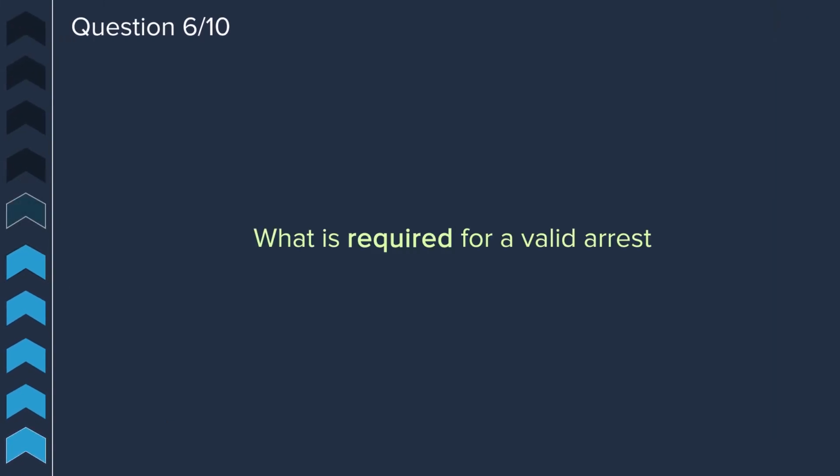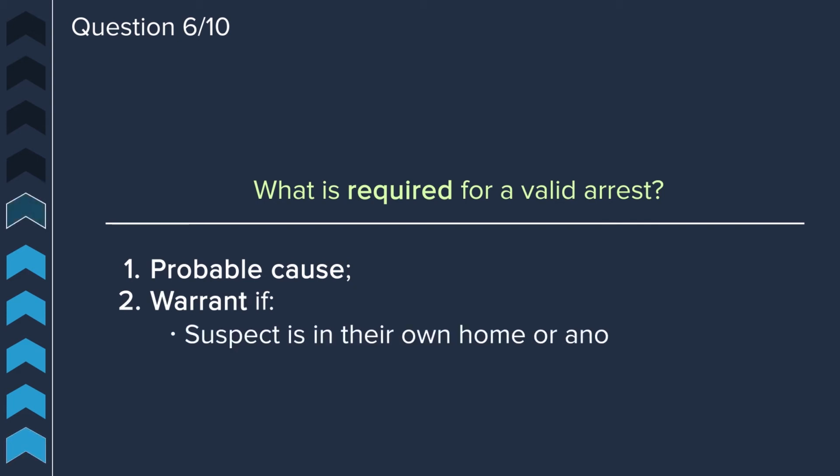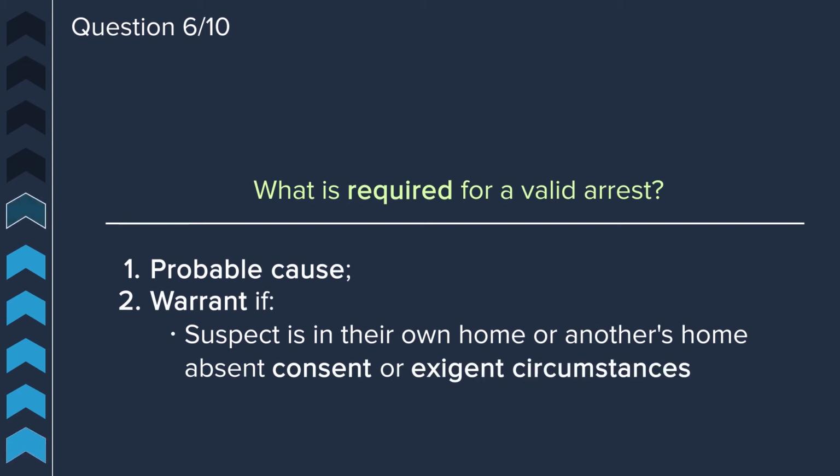Question 6. What is required for a valid arrest? First, probable cause, and 2, a warrant, if the suspect is in their own home or another's home, absent consent or exigent circumstances.